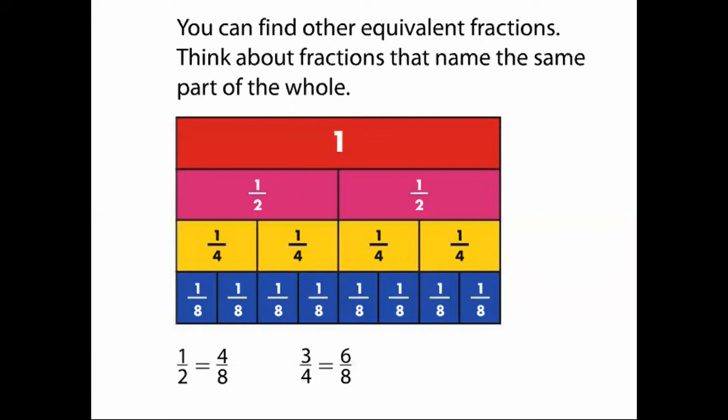And also, if we have 3 quarters, so 3 yellow parts, 3 quarters are equal to how many blue parts? 1, 2, 3, 4, 5, 6. So 3 out of 4 is equivalent to 6 out of 8.